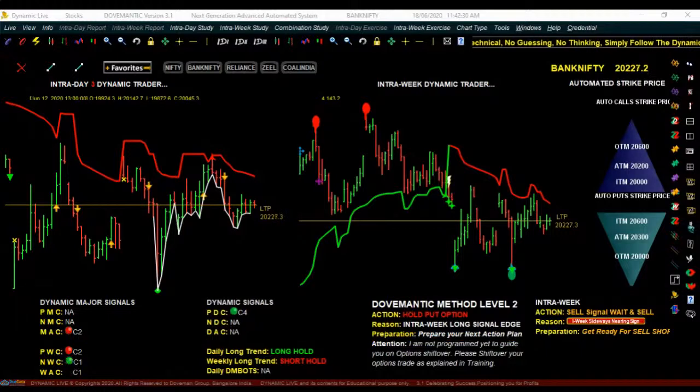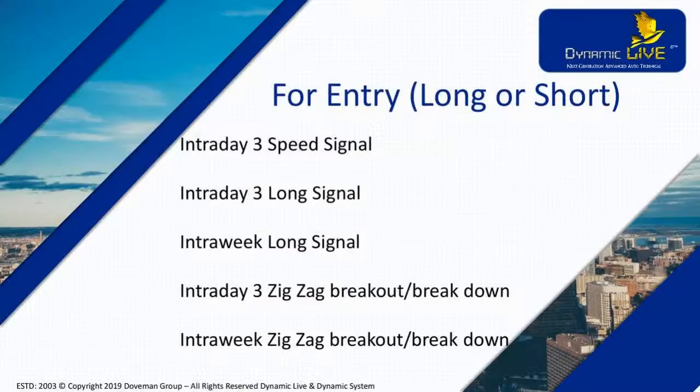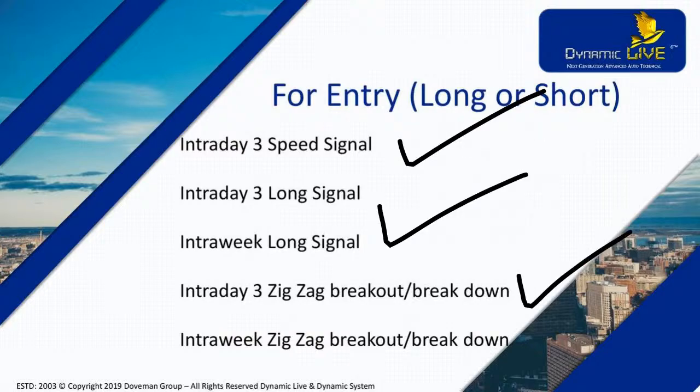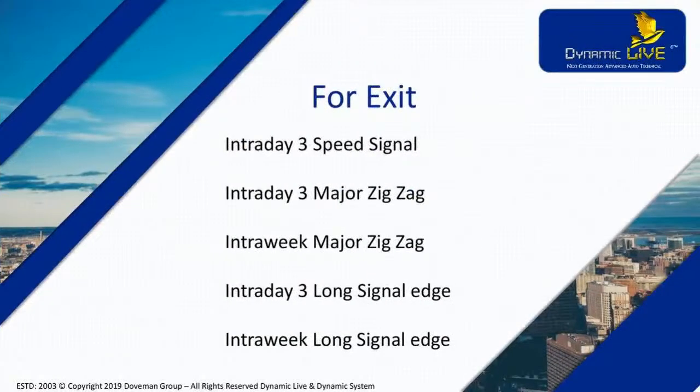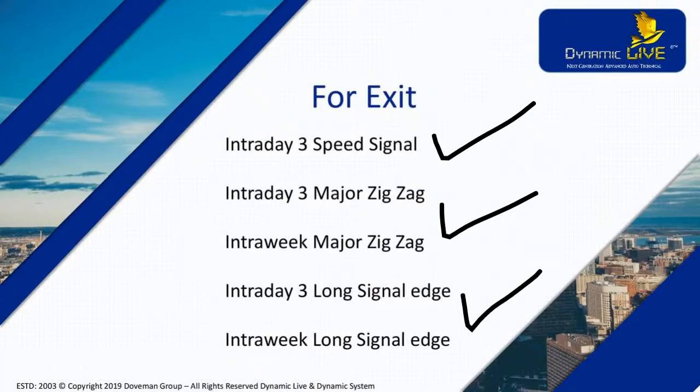So these are all the benefits here. This is how this whole intelligence works. But for this action information to give you an entry or an exit, there are multiple signals at work in this dynamic live. Now, which are these multiple signals? Let's have a look. There is this intraday 3-speed signal, the long signal, the zigzag breakout, and so on. Similarly, when it comes to exit, there is this intraday 3-speed signal, the major zigzag, the long signal, edge points, and so on. There are so many signals here.